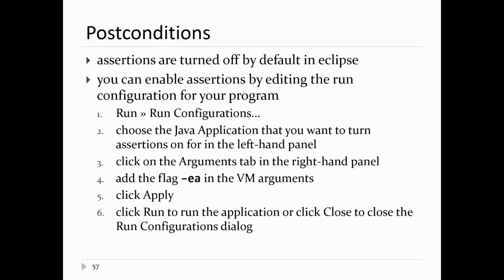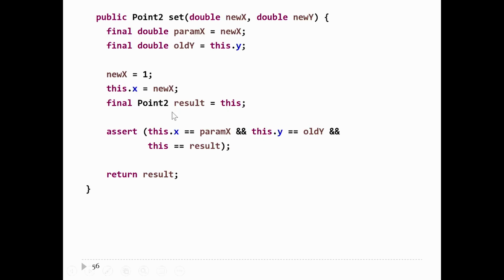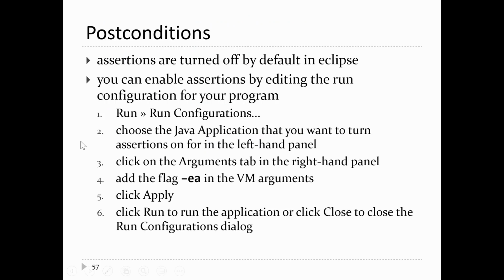In Eclipse, assertions are turned off by default. So if you wrote this code, even though it's wrong, even though we set new x to 1 and then set x to new x, this will never cause your program to crash, because by default they're turned off in Eclipse. So to turn them on, you can just do this if you want to use assertions in your program. We're not actually going to use these in the course, but if you want to use them in your programming, you need to know how to do that.